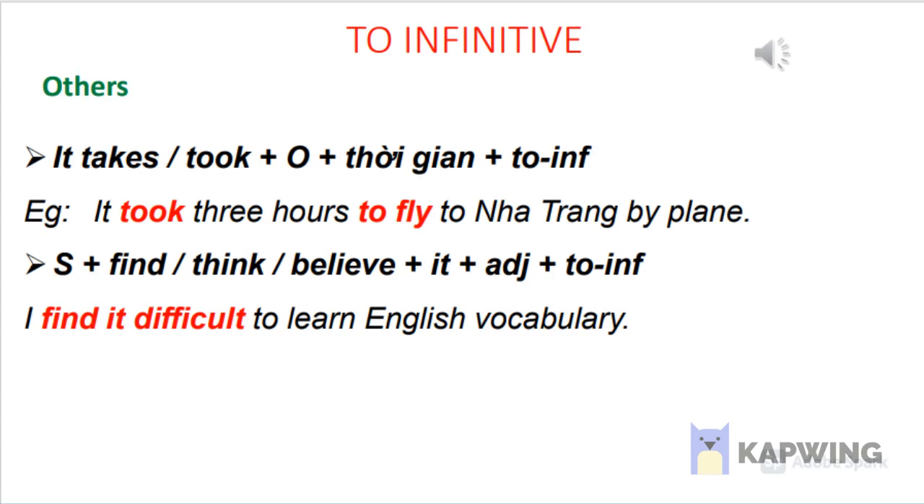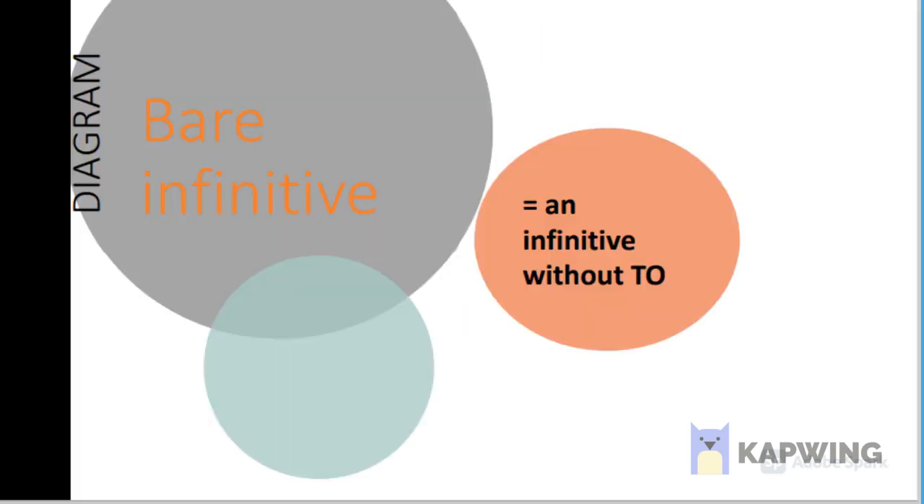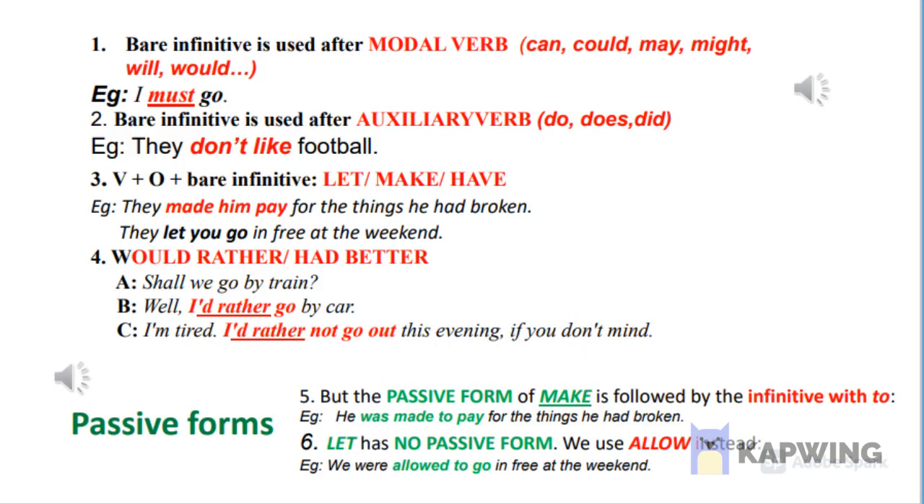Secondly, bare infinitive is used after auxiliary verbs such as do, does, or did. For instance, they don't like football. The next use of bare infinitive is for the verbs after let, make, have followed by an object. For example, they made him pay for the things he had broken. Or, they let you go in free at the weekend.